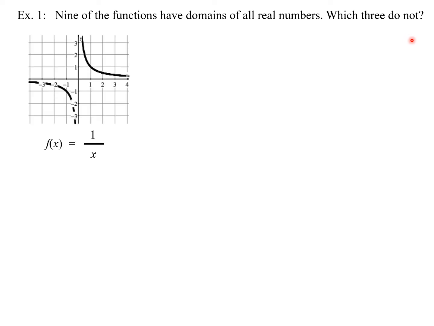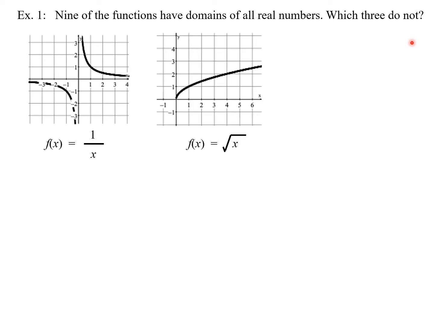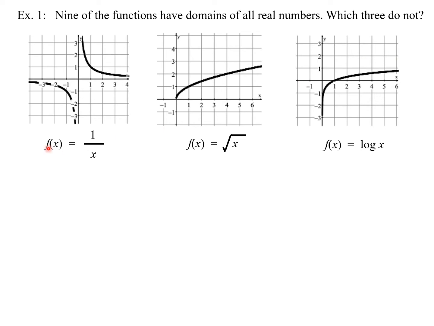One of them was the reciprocal function, or the rational function. Another is the square root function, and the other is the logarithmic function. The rational function has an asymptote at x equals 0. Square root excludes the negative values of x, and the log also excludes 0 and the negative values. So those do not have domains of all real numbers.